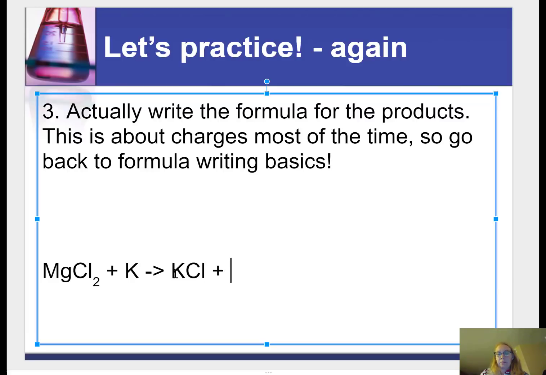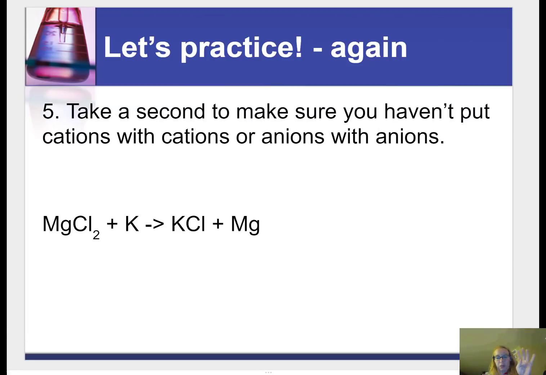And then magnesium is going to be left all by itself as a metal, no charge, no coefficient, no superscript, no subscript. And then from there, we just do another check. Did I make any stupid mistakes? Do I have any weird things bonded with one another? No. I've got cation and anion plus a metal to produce a cation and an anion plus a metal.